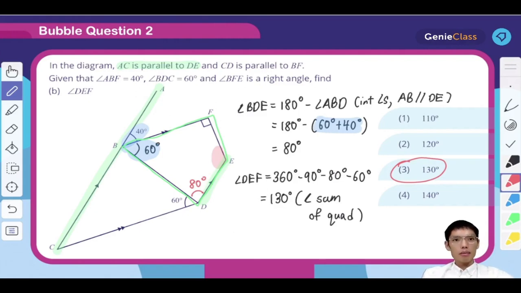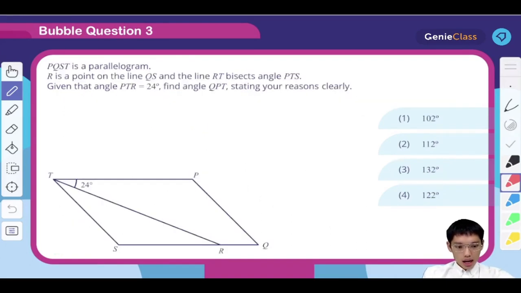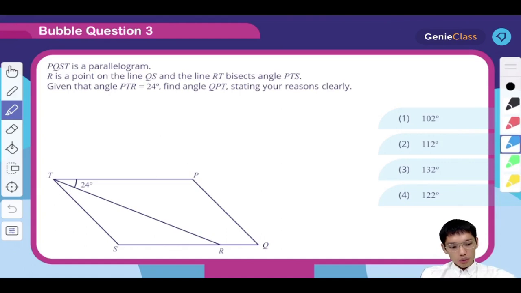Alright, now with bubble question number 2, this is one kind of question that can come about. What is another kind of question that can come about? So look at this. I have PQRT is a parallelogram. It's a different question already, so take note. Read the question carefully. R over here is a point on the line QS. So this tells you it is a straight line.